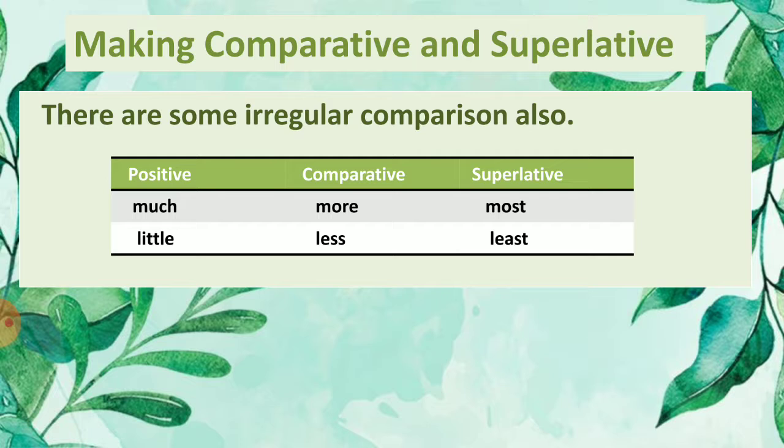There are some irregular comparisons also, right? Such as much, more, most, little, less, least, good, better, best, bad, worse, worst, etc. So they do not follow any rule, they are just irregular. Okay, so I hope you have understood how to make comparative and superlative degree from positive degree.